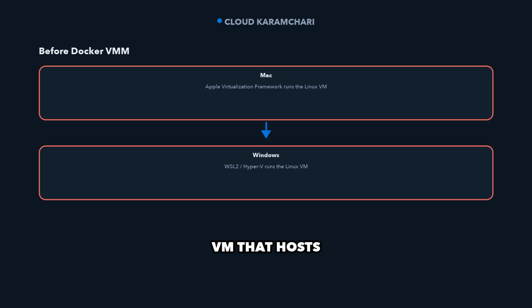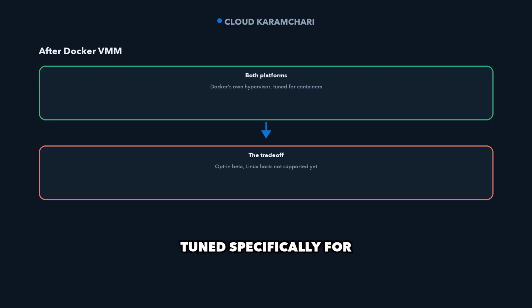Before this, the VM that hosts your containers ran on borrowed infrastructure: Apple's virtualization framework on Mac, WSL2 layered on Hyper-V on Windows. Docker couldn't tune either one specifically for how containers actually use memory and disk. Now Docker owns that layer directly on both platforms, tuned specifically for container workloads, and shared with Docker sandboxes too. The trade-off: it's opt-in during the beta, and Linux as a Docker Desktop host isn't supported until general availability.